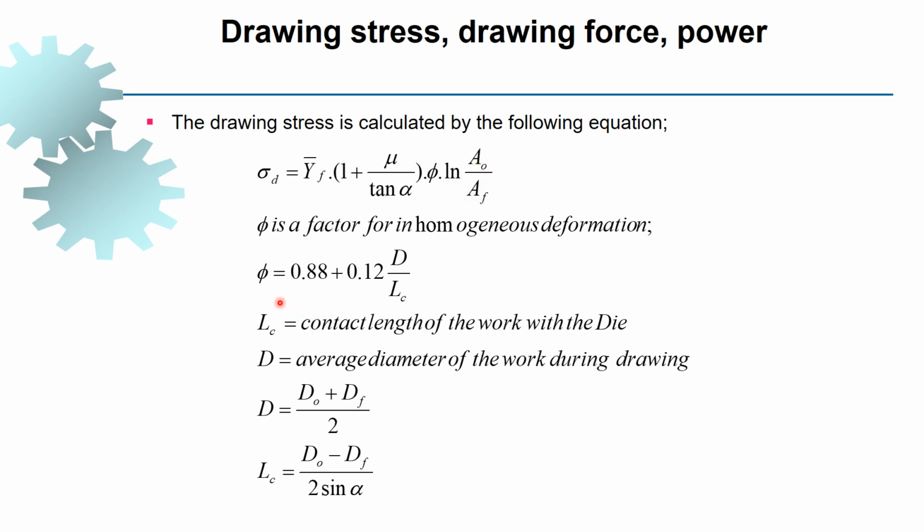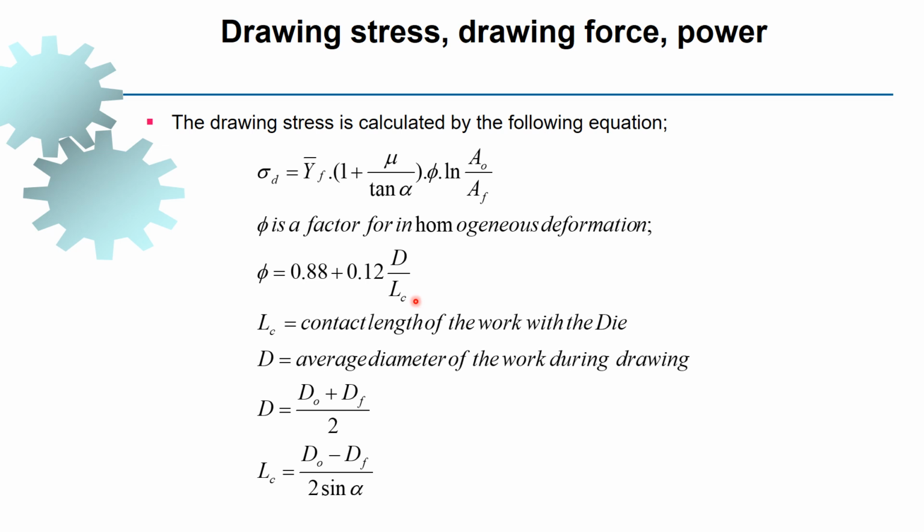Phi is the inhomogeneous deformation factor, which is 0.88 plus 0.12 times d over LC, where d is the average diameter of the work. Average diameter means initial plus final divided by 2. So phi, the inhomogeneous deformation factor, can be calculated as 0.88 plus 0.12 times d over LC.